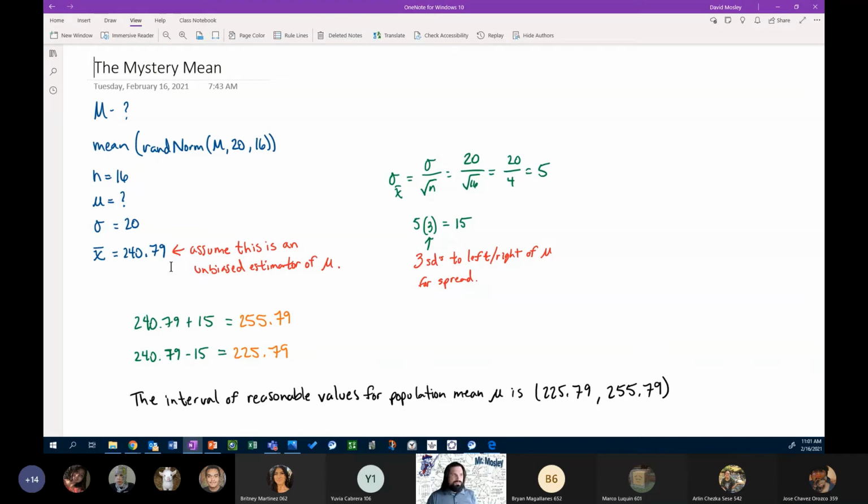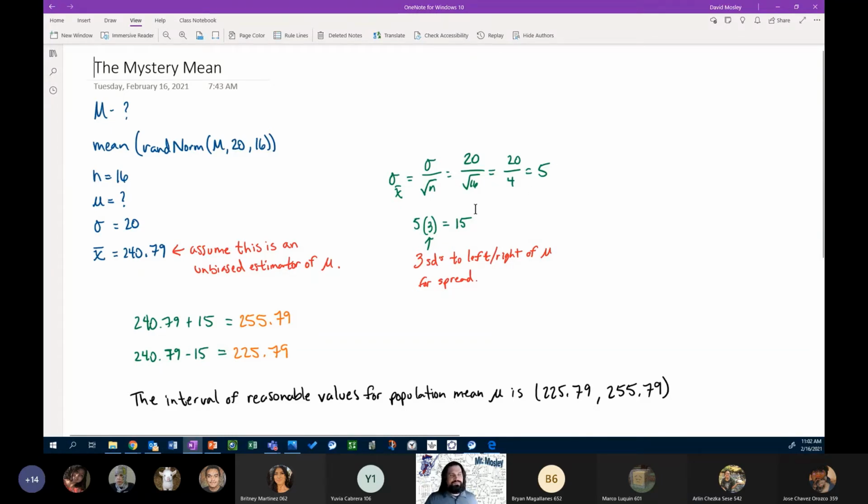So based on that assumption, and the fact that the 10% condition will be met because the population is an infinite amount of numbers, we get a standard deviation for the sample mean of 5, because the standard deviation of the population is 20, sample size n is 16, 20 divided by square root of 16 is 20 divided by 4, we get 5.